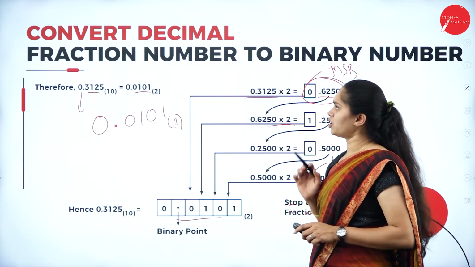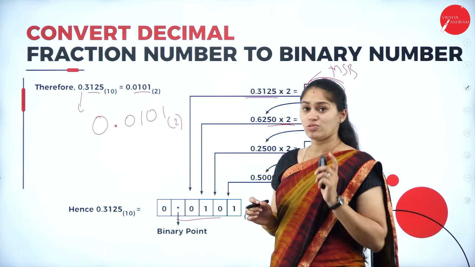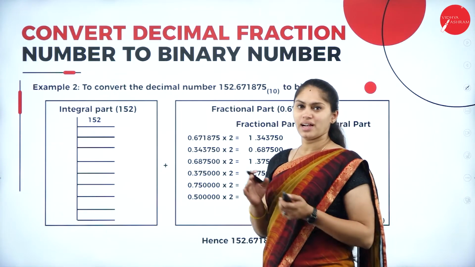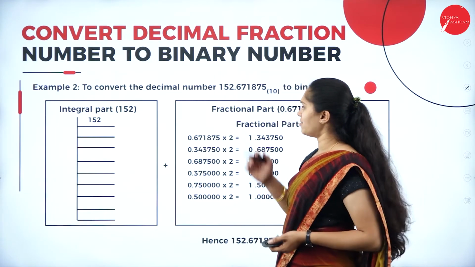Okay. Now we know how to do this when we have only a decimal fraction part. What if we have both a whole number and a decimal fraction? For that we have an example here.